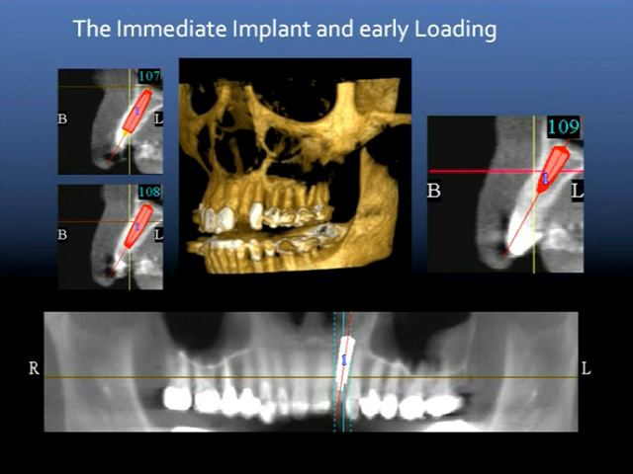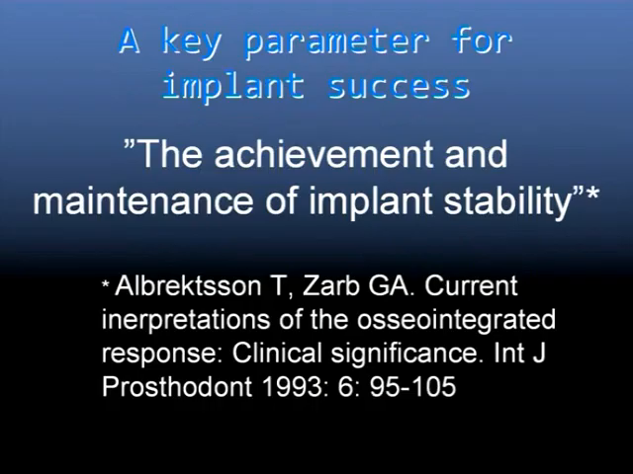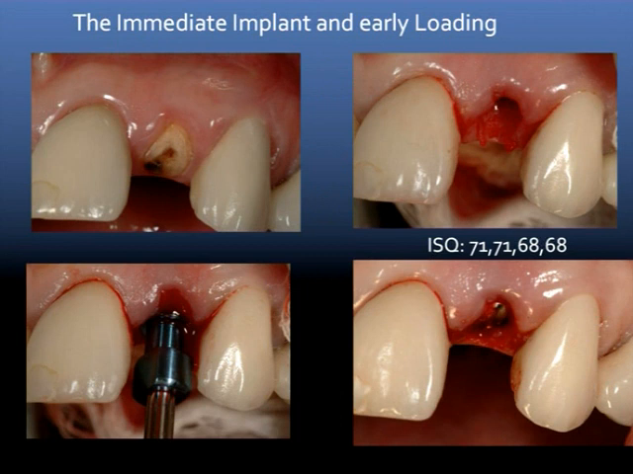And we know from the literature, as we've seen earlier, what Danny showed, that a key parameter for implant success is stability and the maintenance of stability. So in this particular patient, we can place the implant, and we can do 4 ISQ readings, as you see here. In this case, it's 71, 71, which is mesial distal, 68, 68, which is buccal lingually. And they do change. That's been my experience.